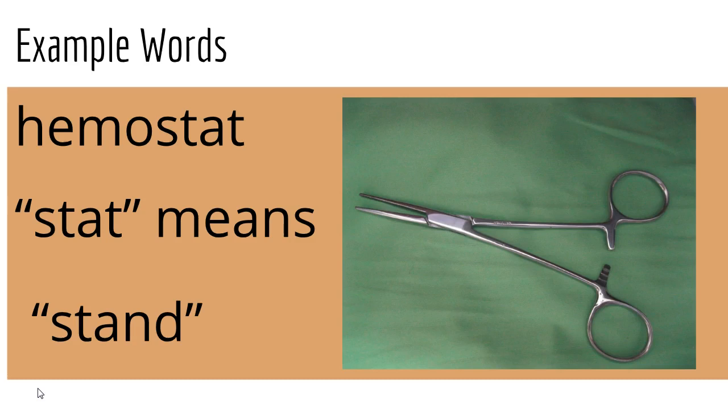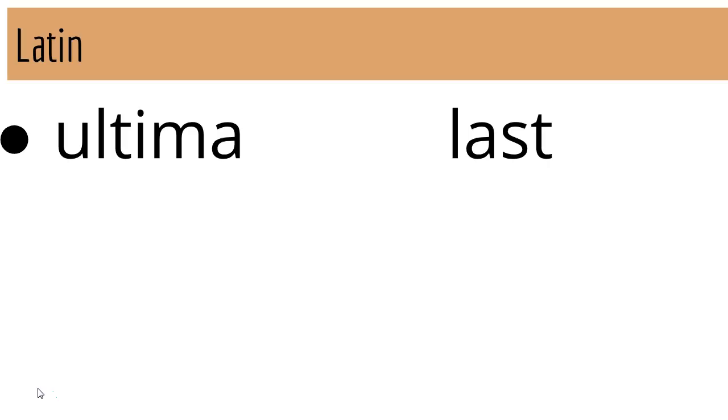A hemostat is used to clamp off blood vessels during surgery, and it causes the blood to stand or stay inside a person's body instead of leaking out. So this keeps a person from bleeding more than they should. That's what the word hemostat means.